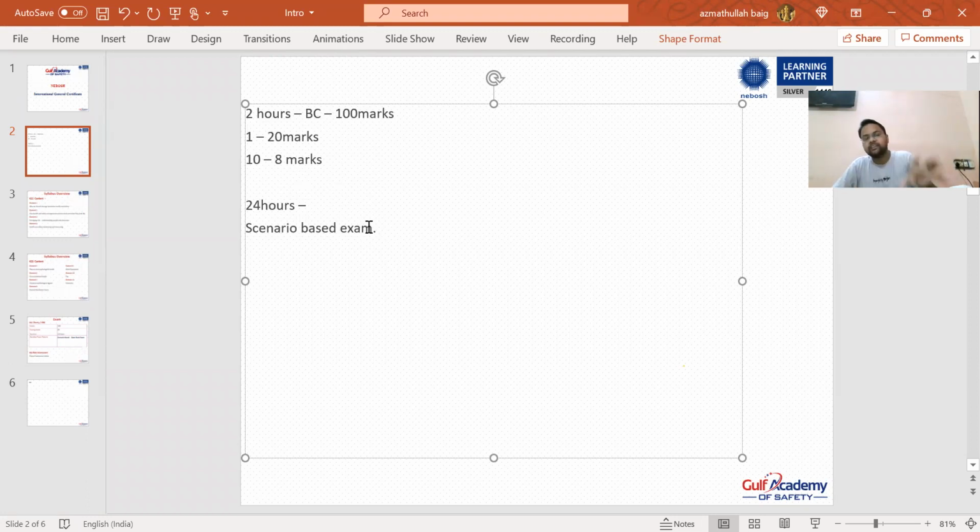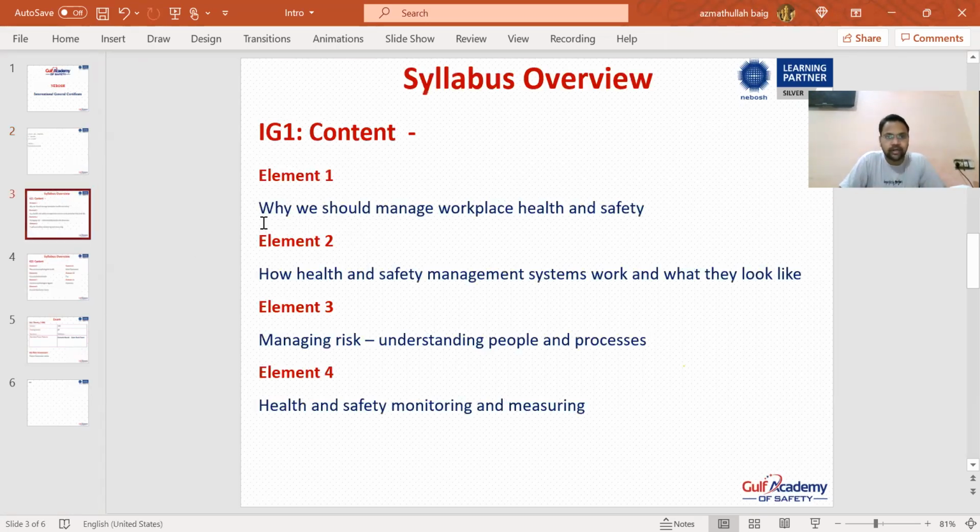So he'll give you a particular scenario of an XYZ organization, and then he'll be asking you some questions based on the scenario. So you need to understand the scenario, as well as the first 4 elements. A combination of these two will let you answer the questions asked in the exam. Okay?